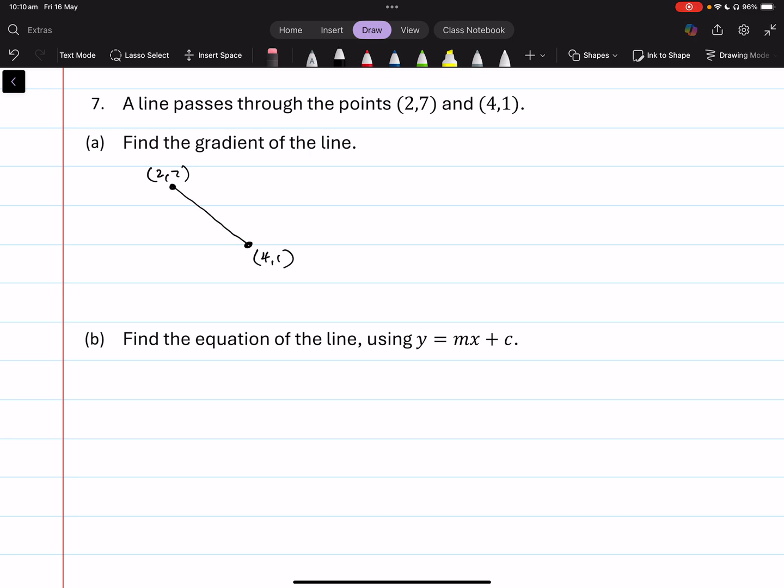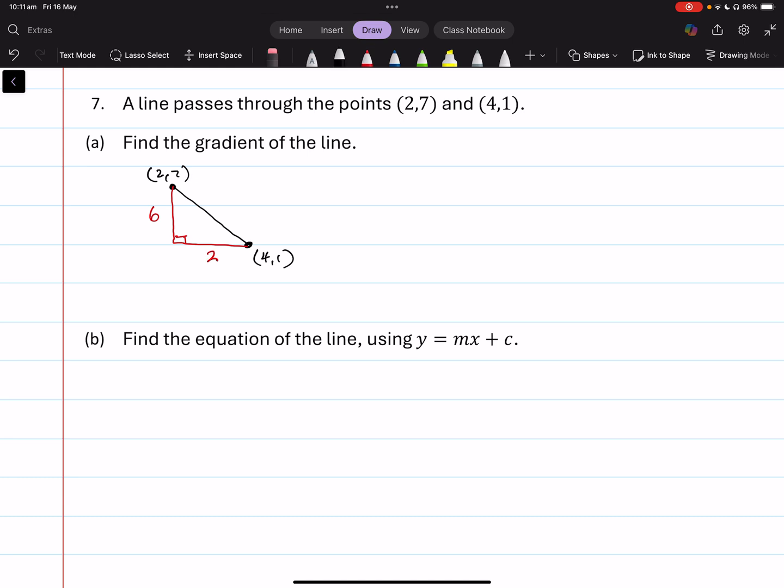The line would keep going, obviously, in both directions. So the line is joining, passing through those points, and we're being asked to find the gradient. Okay, so we know for gradient that what we do is we look at the rise and we look at the run. The rise here, going down from 7 to 1, is 6, and the run is going from 2 to 4, which is 2.